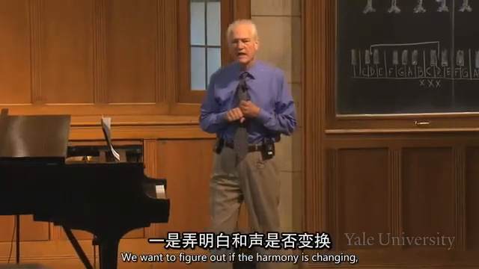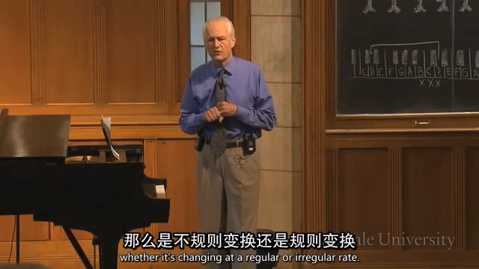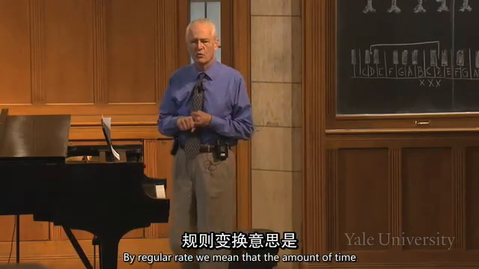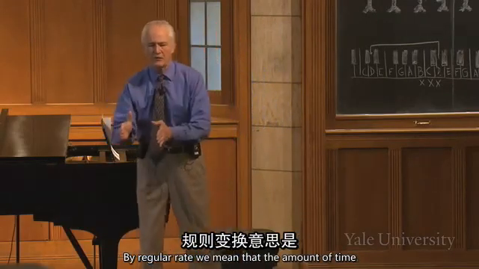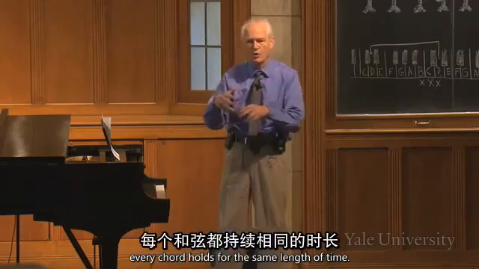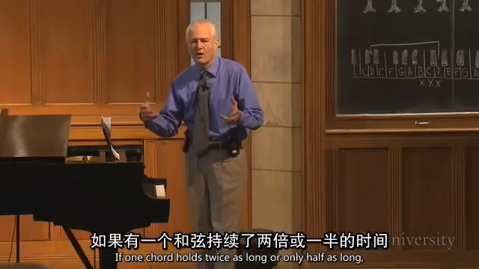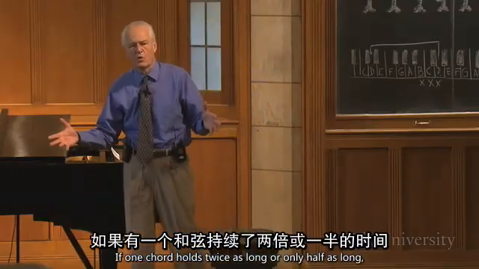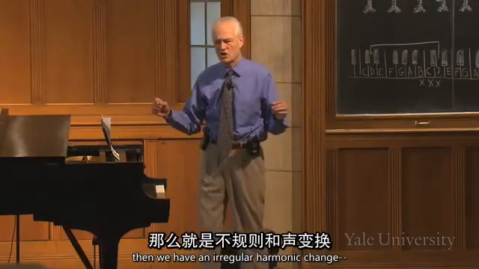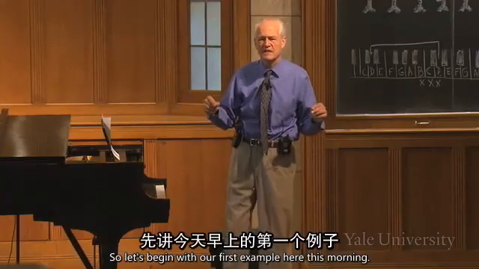And we said last time we want to do two things. We want to figure out if the harmony is changing, and if it is changing, whether it's changing at a regular or irregular rate. By regular rate, we mean that the amount of time that each chord holds is exactly the same. Every chord holds for the same length of time. If one chord holds twice as long or only half as long, then we have an irregular harmonic change, irregular rate of harmonic change. So let's begin with our first example here this morning.